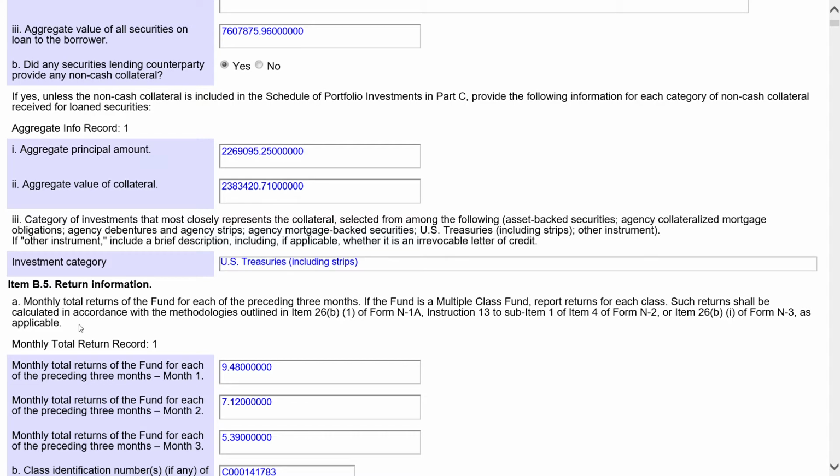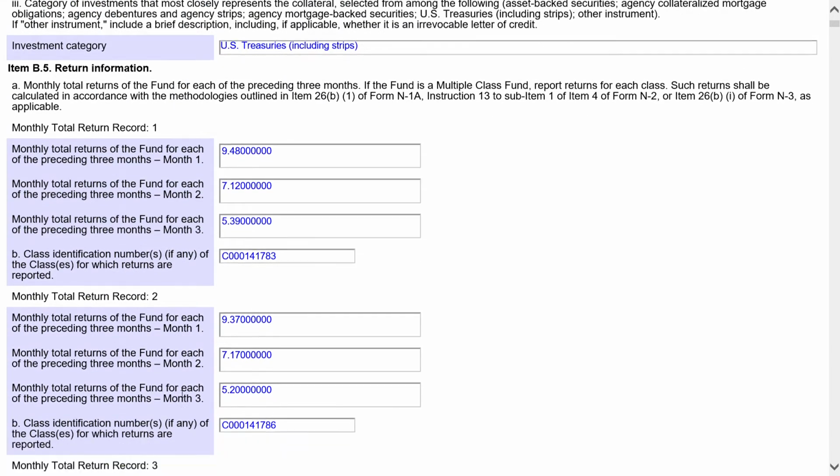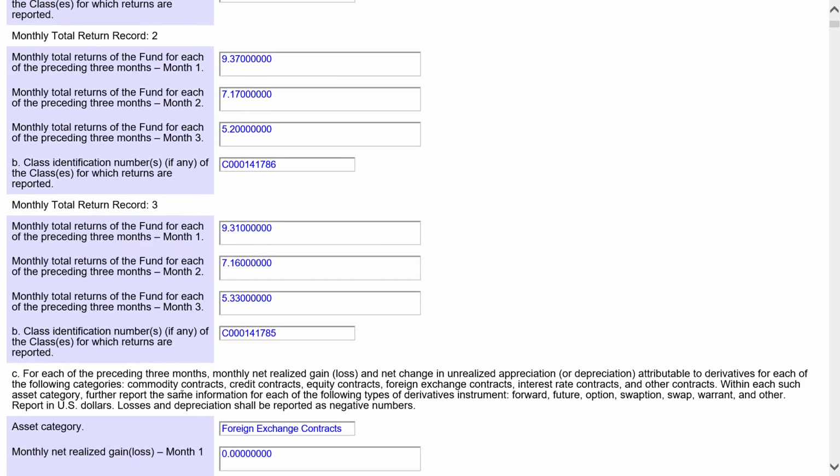And then on this form, it gives you, for each class, it tells you about return for the past month, past 2 months, past 3 months for each class. So this fund has been doing pretty good. You could say 1 month from the time of this report, 2 months, and 3 months. And for each class, it tells you the same information.